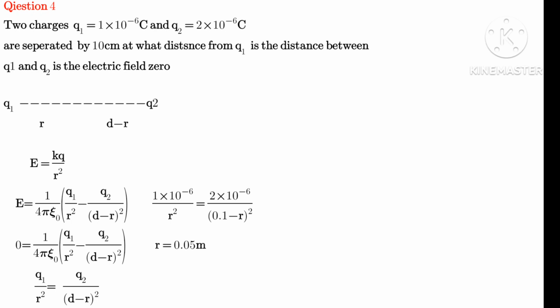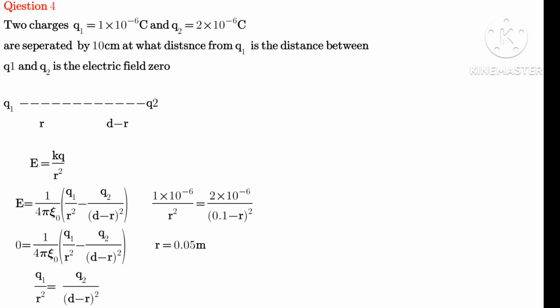So we are left with Q1 over R squared equals Q2 over D minus R squared, and Q1 is already given, Q2 as well, and the distance itself is already given. So we convert the distance to meter, and that becomes 0.1. When we make R the subject of the formula, we have R to be 0.05. Now, if it is the second distance they want us to find, it's going to be 0.1 minus 0.05, but if it is R we are finding, the value for R is 0.05 meter.